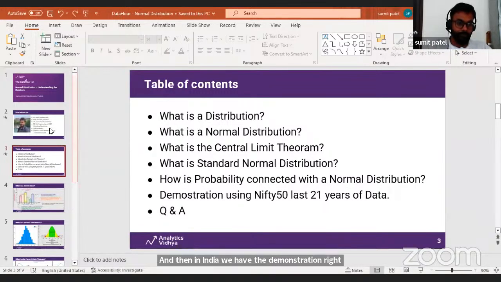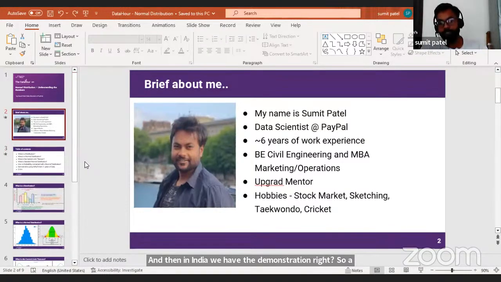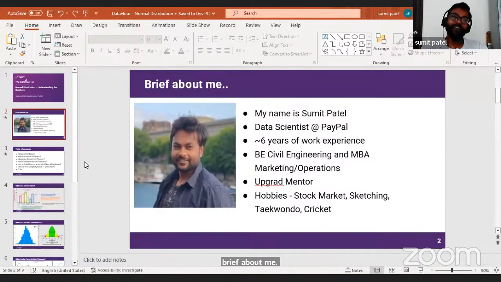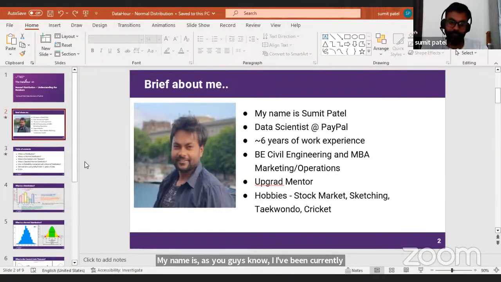Right. So a brief about me. My name is Sumit Patel, as you guys know. I'm currently working as a data scientist at PayPal. It's been about 5 months. In total, I have 6 years of work experience in the BI domain, which is business intelligence, data analytics, business analytics, dashboarding, data engineering, visualization, all those topics. My background is that I'm a civil engineer. I completed my engineering in 2014. Post that, I did my MBA from Symbiosis from 2015 to 17. AXA was the first company that I was associated with. I worked there for about 5.5 years. And post that, I moved to PayPal.